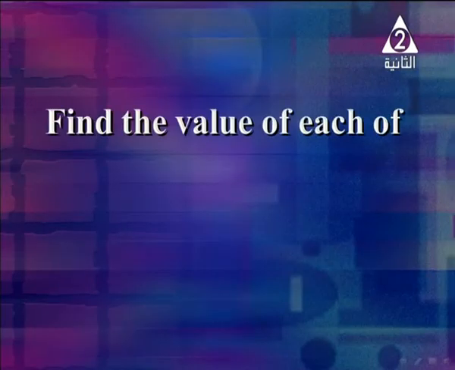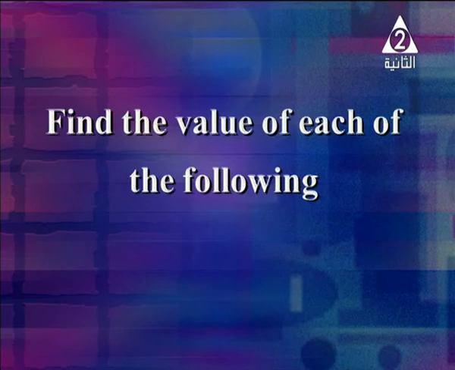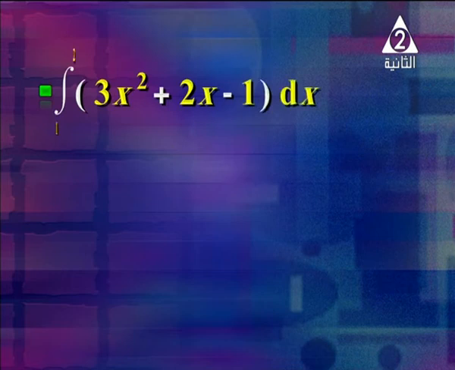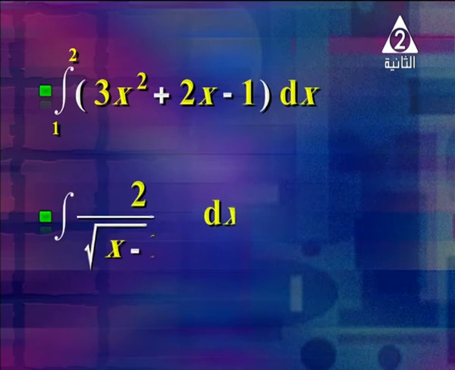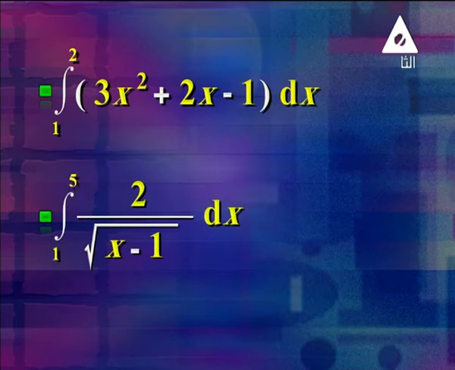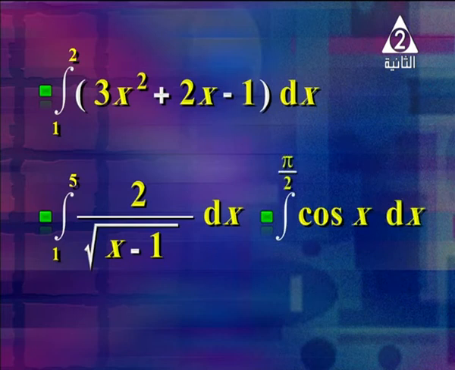Example, find the value of each of the following. Number 1, the integration of 3x to the power 2 plus 2x minus 1 from 1 to 2 dx. Number 2, find the integration from 1 to 5 of 2 over the square root of x minus 1 dx. Number 3, the integration of cosine x dx from negative pi over 2 to pi over 2.